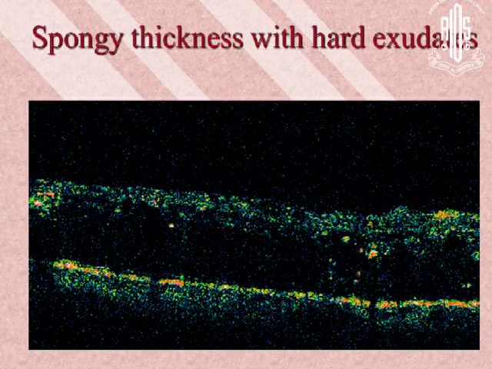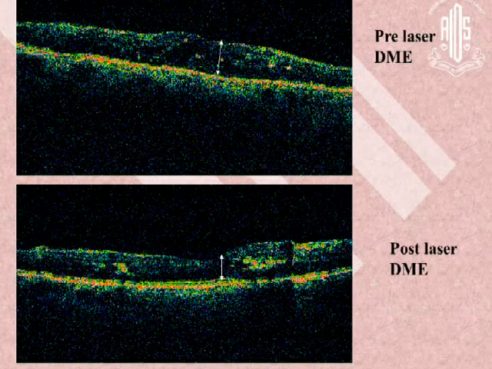So just a few slides about the OCT. This is the standard spongy macular edema in case of diabetic maculopathy, where you see increased macular thickening subfoveally and you see those hyper-reflective areas or the hard exudates. And this is for that spongy macular edema, pre-laser. Post-laser you can see there is a decrease in thickening, as you can see there.